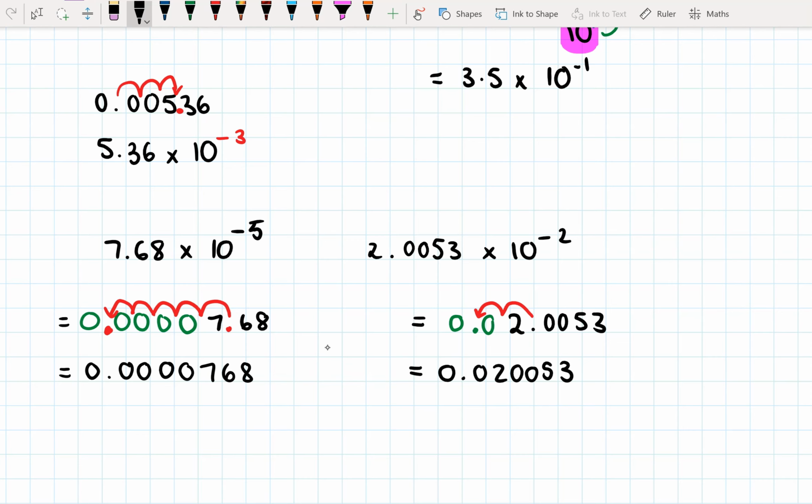Later on, when you do more work with science, you'll start looking at significant figures. And in that case, we change it a little bit. But for now, as long as you can change numbers between large and small and scientific notation and standard notation, then you're going to be fine.